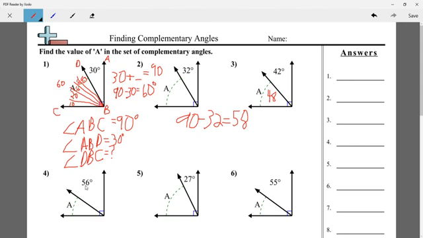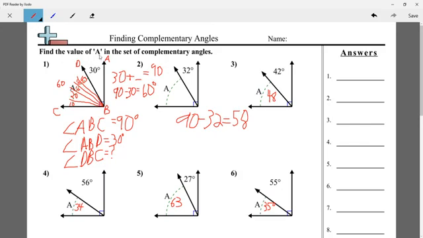So 90 minus 56, what is that? 34. 90 minus 27, 63. Right, I hope I'm doing this math right. Minus 55 would be 35. Right? Because all I'm doing, I know that all these angles are 90, and then I'm just subtracting 55. Because if two angles are inside a larger angle, those angles have to add up to the larger angle.